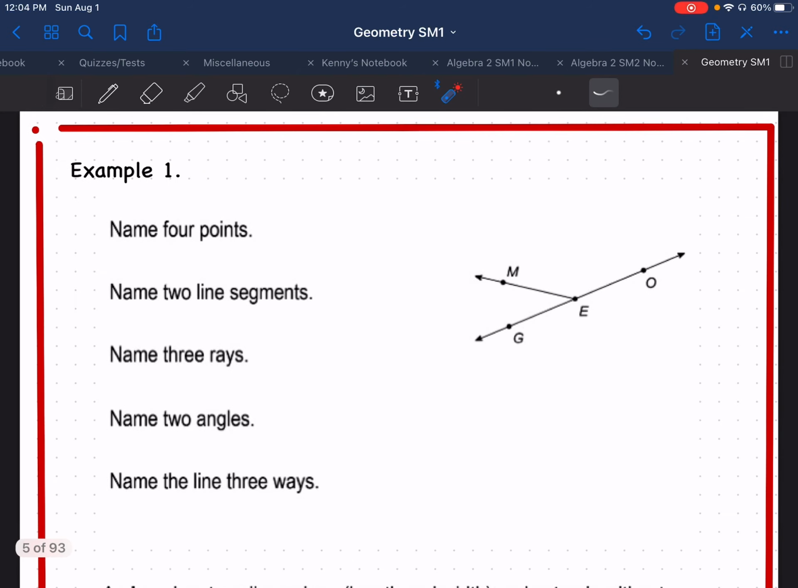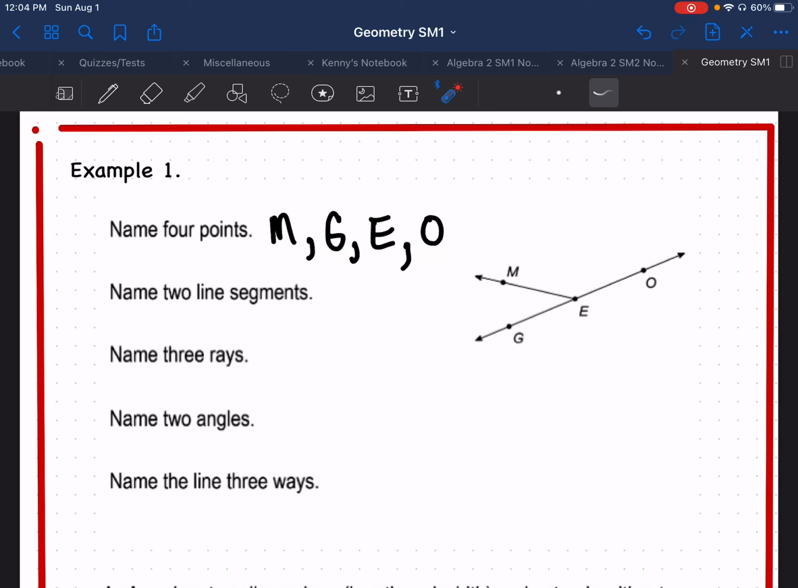All right, let's take a look at this first example. Here is our picture, and for the first one, they want us to name 4 points. Well, we just learned that the points are these little dots right here. So I'm going to name them from the left to the right. So here we go. M, comma, G, comma, E, comma, O. I want to make sure that I put a comma in between so that I can see that there are 1, 2, 3, 4 points.